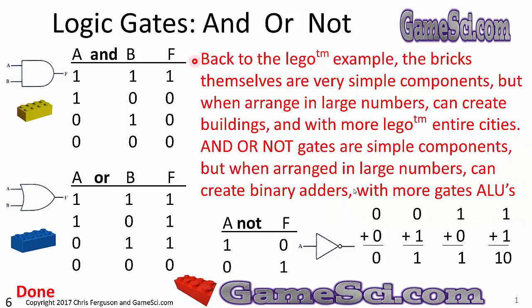Back to our Lego example. The bricks themselves are very, very simple components, but when arranged in large numbers, can create buildings, and with more Lego, entire cities. AND, OR, and NOT gates are simple components, but when you arrange them in large numbers, can create binary adders, and with more gates, ALUs. The important thing is to memorize the truth tables. Know them forwards and backwards.